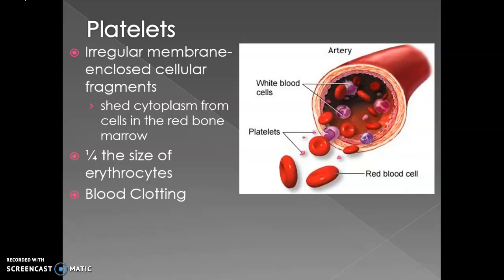Platelets, as I mentioned before, are not true cells, they are cell fragments. If you look at the picture on the right hand side, you do see an artery. Inside the artery, you see the red blood cells in red. Those are the disc-shaped cells. And you also see the white blood cells, right? And then scattered, you have these tiny pieces. Those tiny pieces are platelets. Remember, they're not true cells. They're cell fragments that come from larger cells called megakaryocytes.